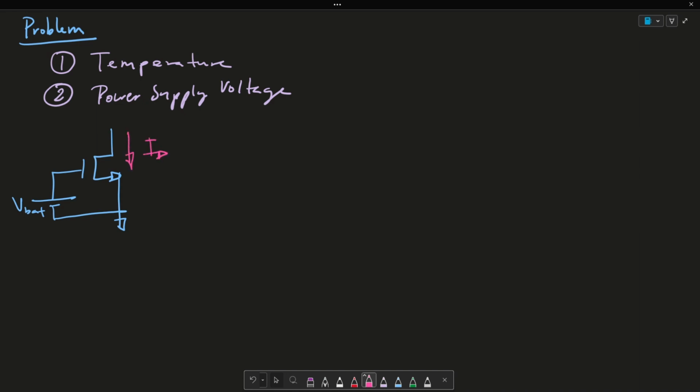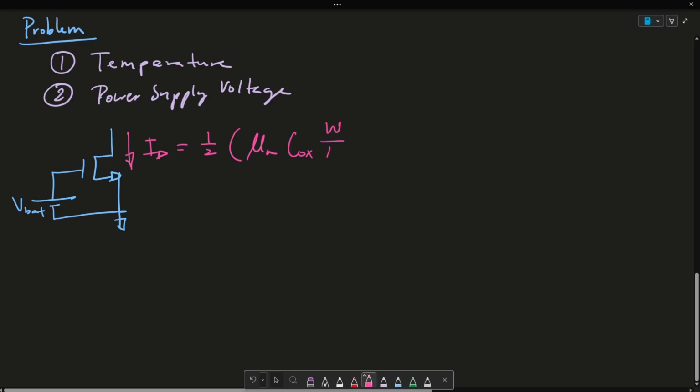ID. And essentially this ID, if we ignore channel length modulation, is going to be 1/2 mu n, which is the electron mobility, times the oxide capacitance, times the width over the length of the transistor, times the V battery minus V threshold squared. And again, the thing that we're ignoring is channel length modulation, which is 1 minus gamma V ds. So we're ignoring this.